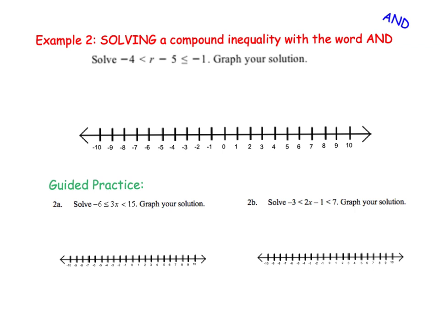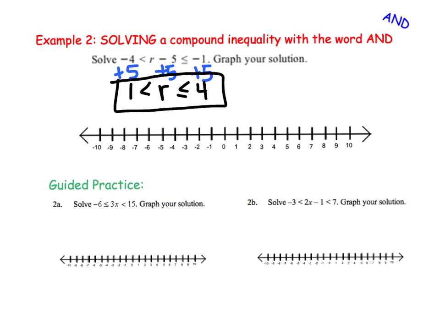So let's actually solve this inequality. My R is right here, and I need it to be isolated. And 5 is being subtracted from it, so you're going to add 5 to the center, and to the right side, and to the left side to make sure that this thing doesn't change fundamentally. And then simply simplify all three parts. You'll end up with a 1 on the left, your R is isolated in the center, and then you're going to have a 4 over on this side. So when you solved this, you ended up with this compound inequality: R was greater than 1 and less than or equal to 4.